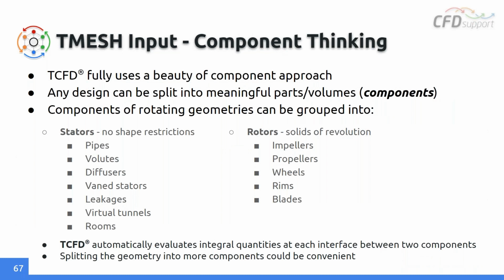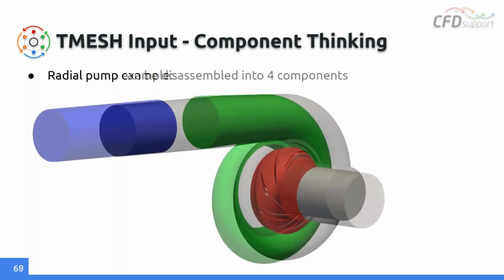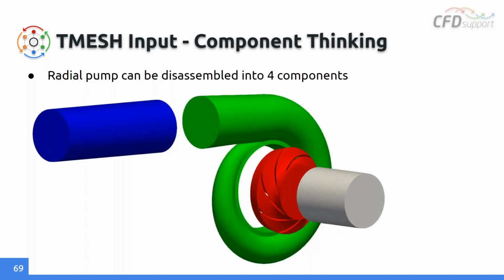So then the STLs should also be exported in a way that follows so-called component thinking. I think it's pretty straightforward. Any geometry can be split into meaningful parts. For turbomachinery cases, into the rotating and non-rotating parts. As this example shows, the radial pump machine can be split into four parts: the inlet pipe, the rotating part including the impeller, the volute, and the outlet pipe.